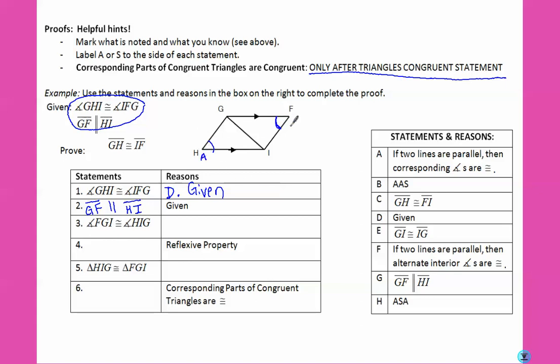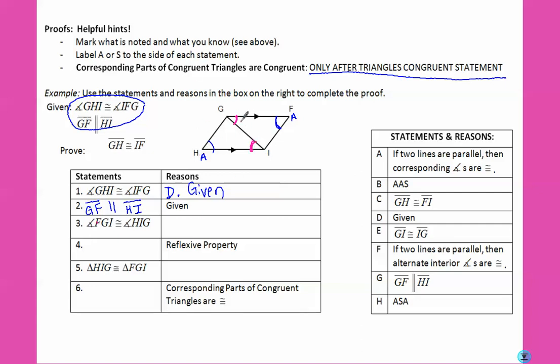So we have an angle and an angle. Side GF is parallel to side HI. They've already marked that for us with the triangles. So I'm going to use the information that's already in the proof to help me figure out what I need to do. So angle FGI, that's this one here, and angle HIG, this one's here.